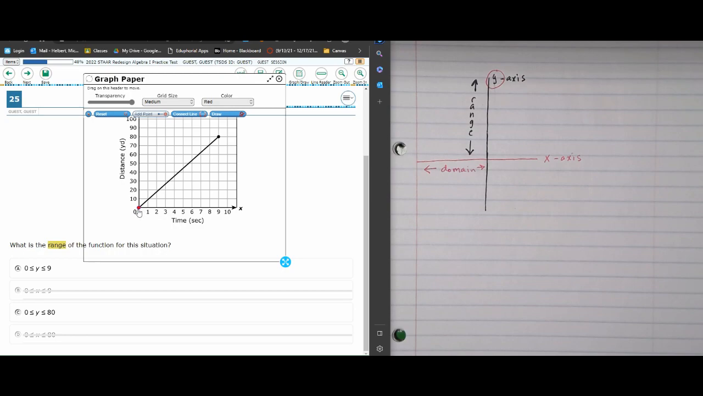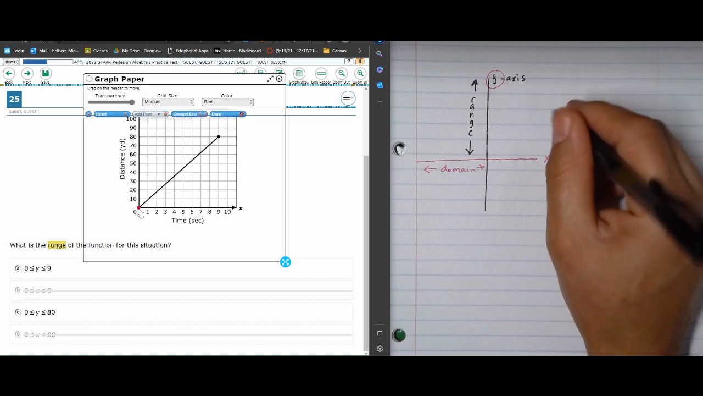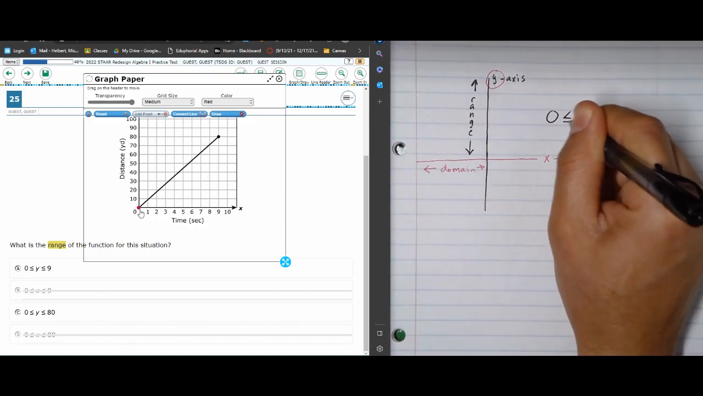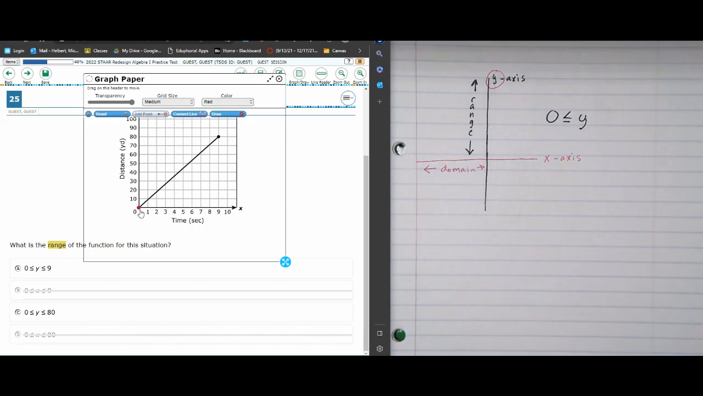Notice this is the lowest I have on my range. Remember, range is up and down. And what's the lowest that it goes? The lowest it goes is 0. So I'm going to write that down. The lowest it goes is 0, which is going to be less than or equal to y. Now, this doesn't really help me much because if you look at my answer choices, they both have a 0, right? So that didn't do anything for us.